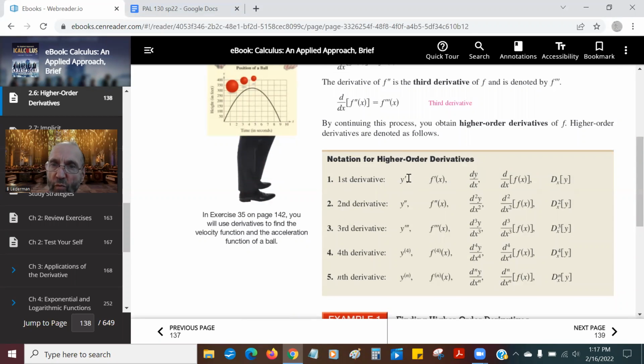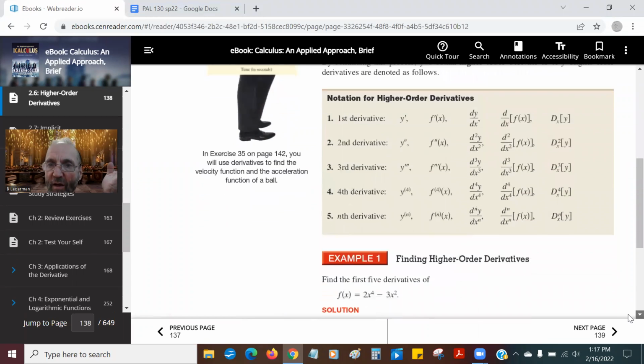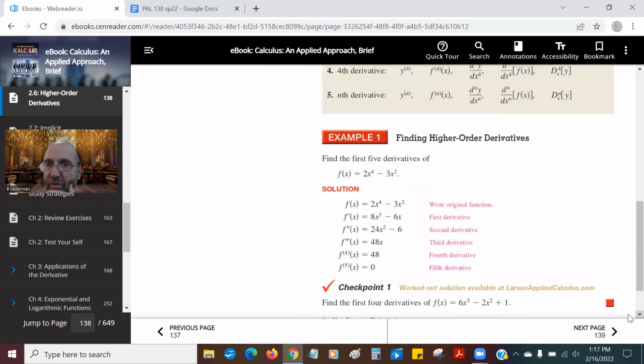This is by the way how we write it. Y prime is the derivative. Y double prime is the second derivative, or the derivative of the derivative. So let's just jump right in. I don't want to make this more complicated than it really is. So f of x is equal to 2x to the fourth minus 3x squared. So that's f of x.